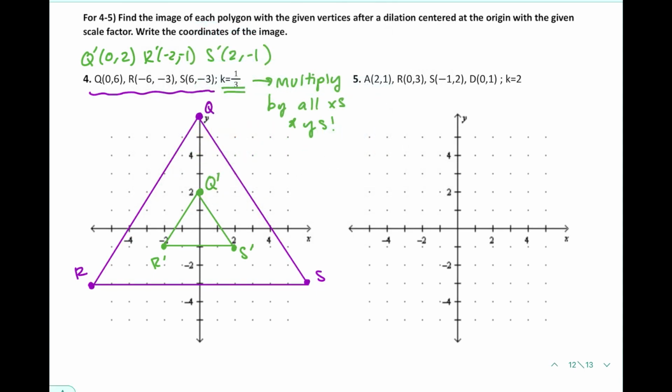So again, I'm going to start out with the given points. We are doing an enlargement on this one because k is equal to 2, so it's greater than 1. So I have 2, 1 as my A value here, 0, 3 as my R, -1, 2 as S, and D is 0, 1. Okay, so here's my original points. Again, connect it, try to keep these neat. Sometimes I get very, very lazy diagrams on here, so make sure they look nice.